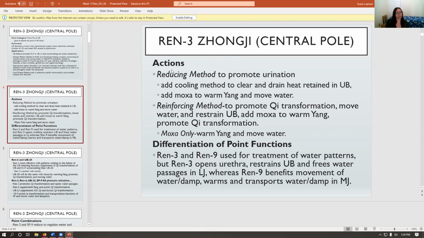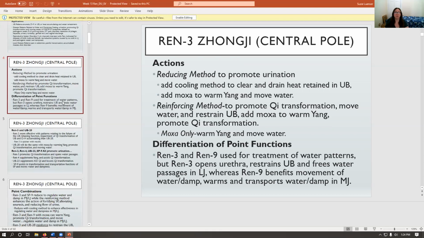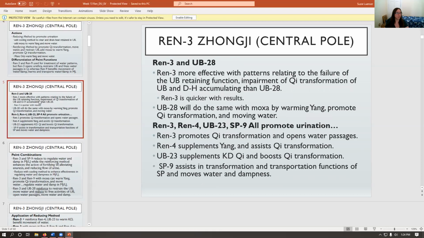I do want to just highlight real quick the fact that we can use cooling methods or warming methods on this point, depending on whether we've got heat or cold in the body. So it is a versatile point depending on the technique that you're using on it.